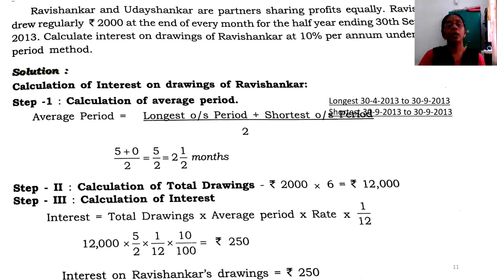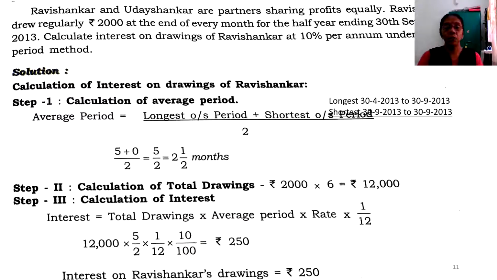So here every end of the month that this man Ravi Shankar is going to withdraw. When is his first withdrawal? You begin on 1st of April, but end of every month. When does April end? 30th. So 30th April happens to be the first date of withdrawal. When is his last date of withdrawal? It should be on 30th of September.